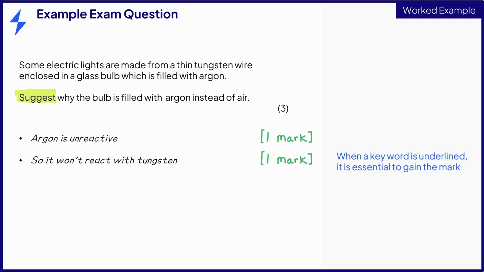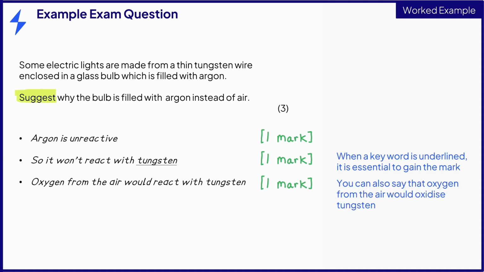As the question asks you why argon is used instead of air, you also need to refer to why air is not used. So the final mark is to explain what would happen if air was used instead of argon. Remember that metals will react with oxygen, which is present in the air, to form a metal oxide. When tungsten reacts with oxygen, it is oxidized, so you would also be awarded the mark for stating this.